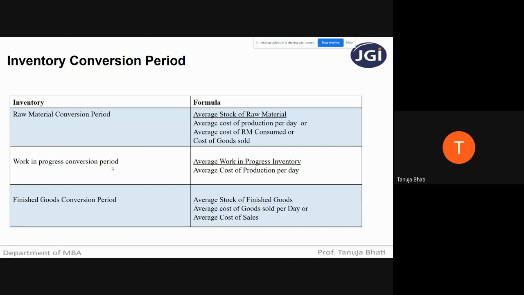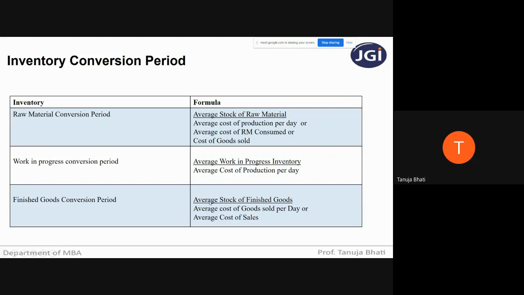Work in progress conversion period means the number of days required for converting the work in progress to finished goods. So the work in progress conversion period will be average work in progress inventory divided by average cost of production per day. Okay. Next, finished goods conversion period.